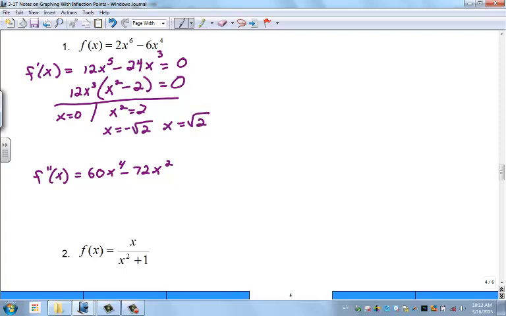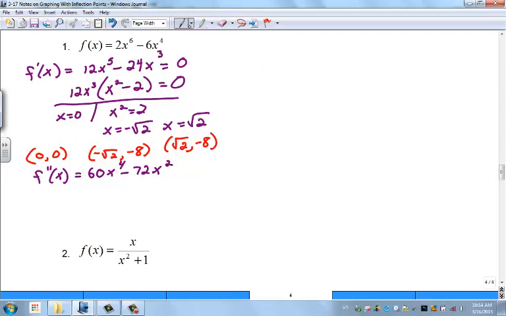Then I'm going to find the y values for those right now so that I have them for later. 0, 0. I will plug this back into 2x to the 6 minus 6x to the 4th to find the y values. Negative radical 2 and negative 8, and then radical 2 and negative 8. Those are our critical points. What goes on our number line will be our critical numbers, right?